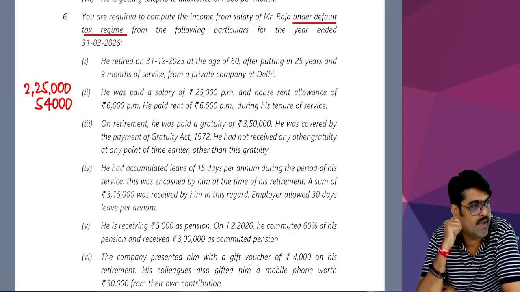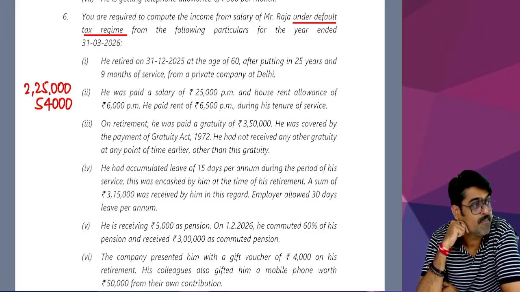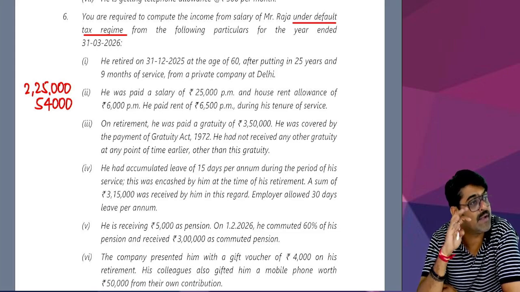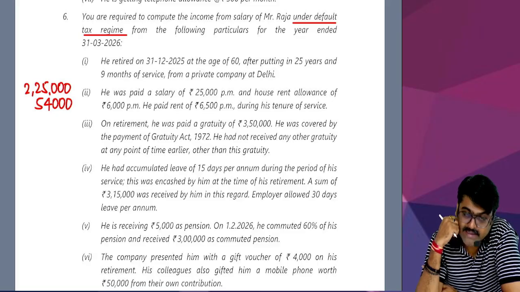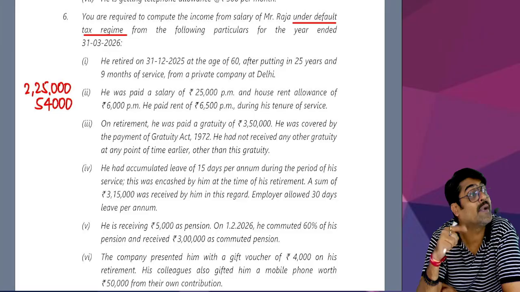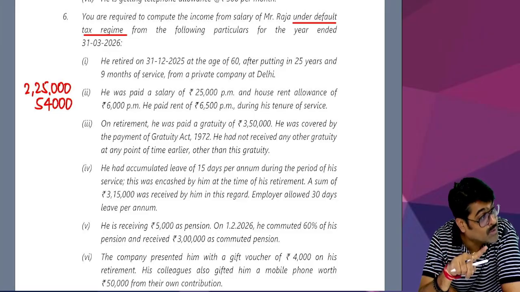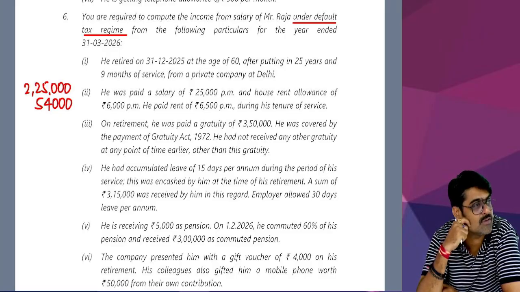So tell me, A, actual gratuity received, how much? 3,50,000. B, maximum 20 lakhs. C, 15 by 26 into last drawn salary per month into number of years of service. And now the number of years of service will be 26 years. Why? Because 25 years and 9 months, the 26th year will be taken as a full year, because it is more than 6 months. Yes or no?